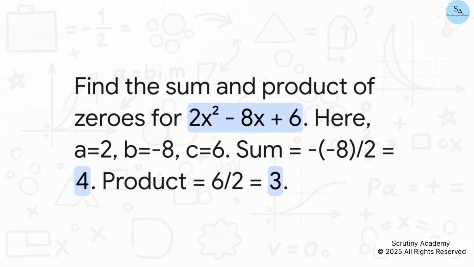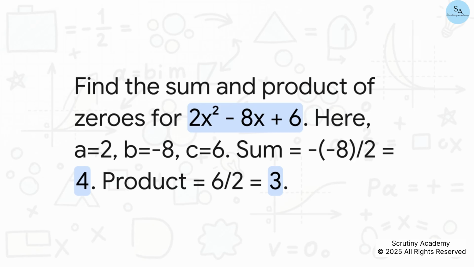Let's put this into action right now. Take a look at 2x squared minus 8x plus 6. First, let's identify our guys. A is 2, b is negative 8, and c is 6. To find the sum, we use our formula negative b over a. So that becomes negative 8 over 2. The two negatives cancel each other out, so we have 8 divided by 2, which is 4.